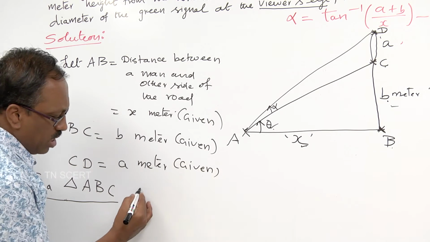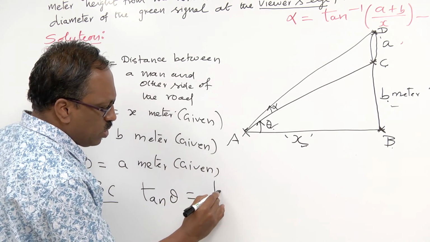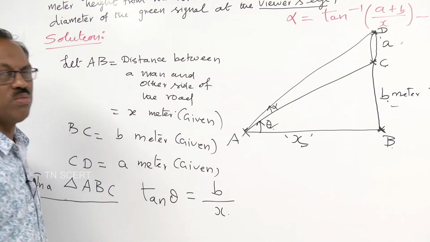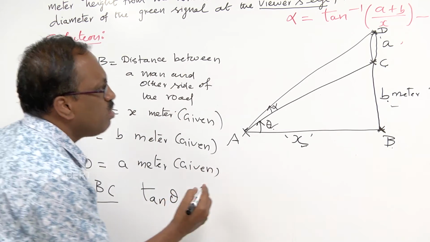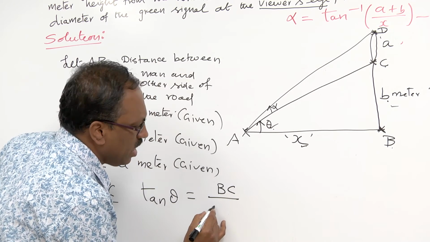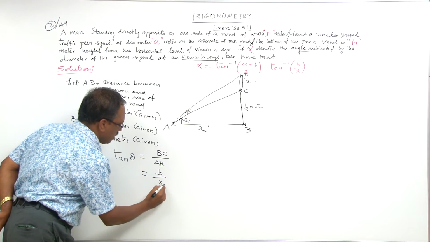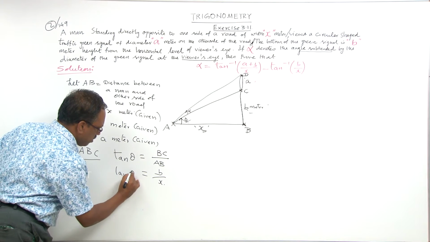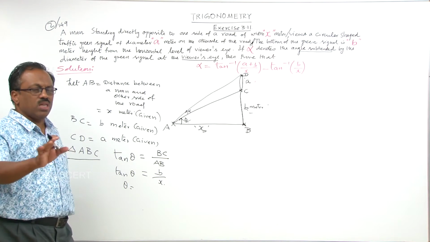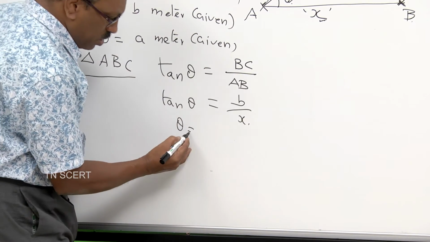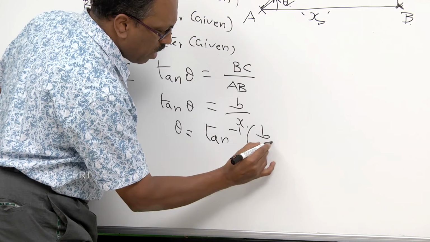As you know, tan theta is nothing but opposite by adjacent. So that means b by x. So tan theta is equal to the opposite side, in other words BC by AB. BC is nothing but small b by x. That means theta is equal to, once it goes to the other side, tan inverse of b by x.